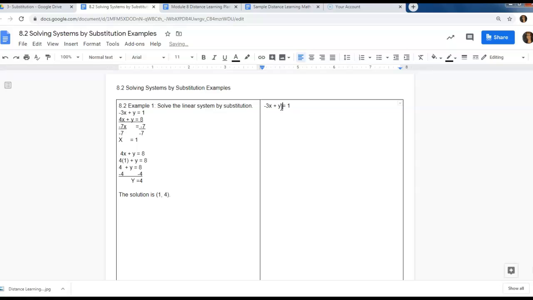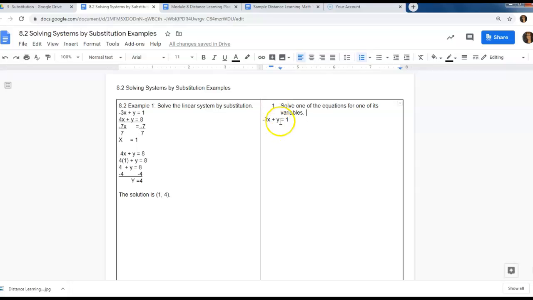Let me write this down so that you know what the first step is. The first step is to solve one of the equations for one of its variables. Okay, technically, if this was the strategy that I would be using, one variable would already be alone.